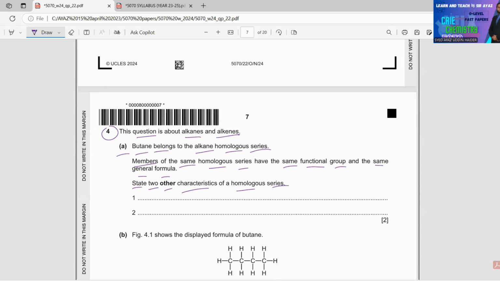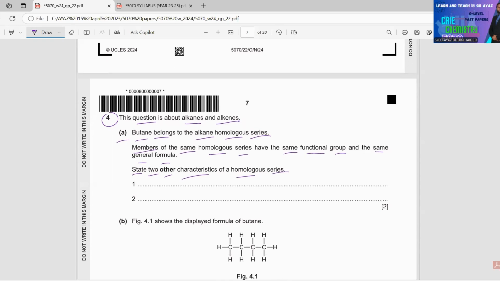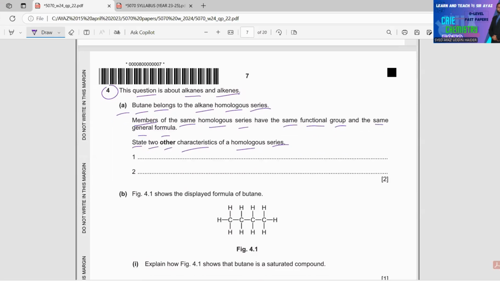Now you can refer to the difference of CH2 between different members and/or trend in physical properties, or talk about chemical properties, or talk about same method of preparation. So you can write any two from these. Any two from: members differ by CH2 group.